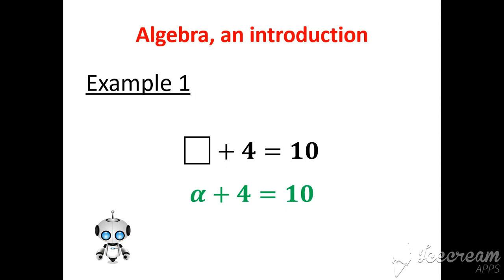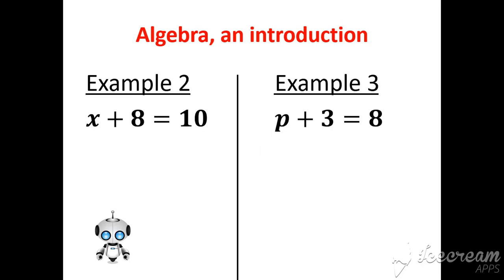Alpha is a Greek letter of the alphabet, often used in mathematics. Alpha plus 4 is equal to 10. Gamma, a Greek letter for G, I believe. Gamma plus 4 is equal to 10. But a very common letter that we like to use in algebra is just x. X and y seem to be the most common, so we get used to using x. X plus 4 is equal to 10.